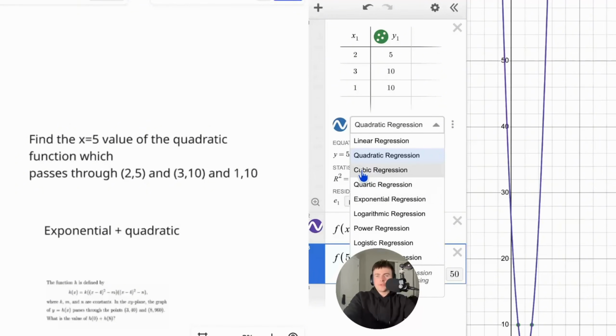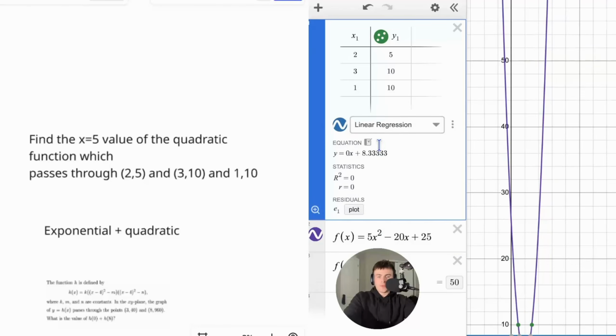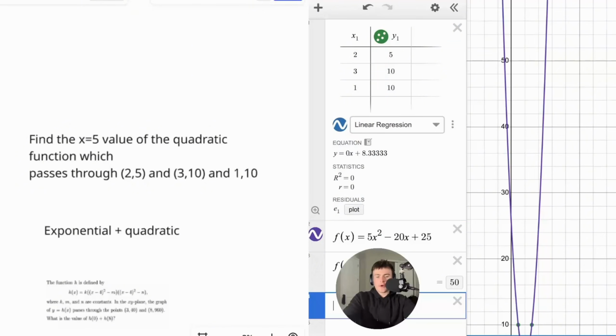Now, the issue is this is very limited. If you look here, the linear regression will only give you the value of mx plus b because that's a line.